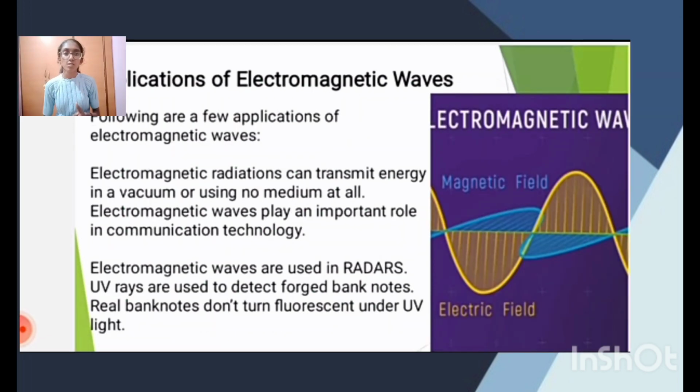Let me tell about the applications of electromagnetic waves. The following are a few applications. Electromagnetic wave radiation can transmit energy in a vacuum, using no medium at all. Electromagnetic waves play an important role in our communication technologies. They are used in radars, and UV rays are used to detect forged banknotes, as real banknotes do not turn fluorescent under UV light.